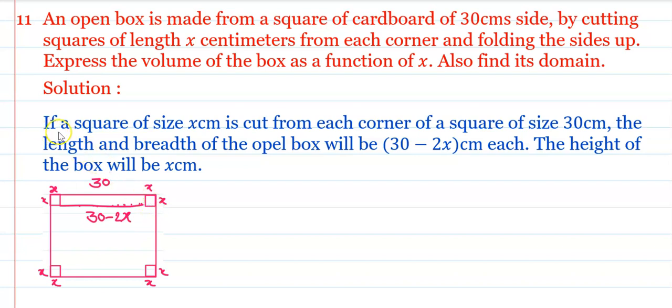If a square of side x centimeter is cut from each corner of a square of size 30 centimeter, the length and the breadth of this open box will be 30 minus 2x centimeter each. And what about the height? जेव्हा आपण तिथे ते फोल्ड करणार आहोत त्याची हाईट किती येणार तर x येणार. The height will be x centimeter.